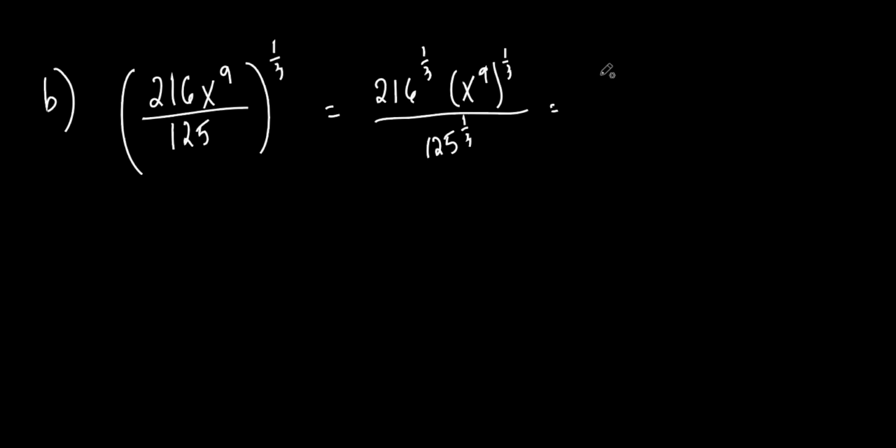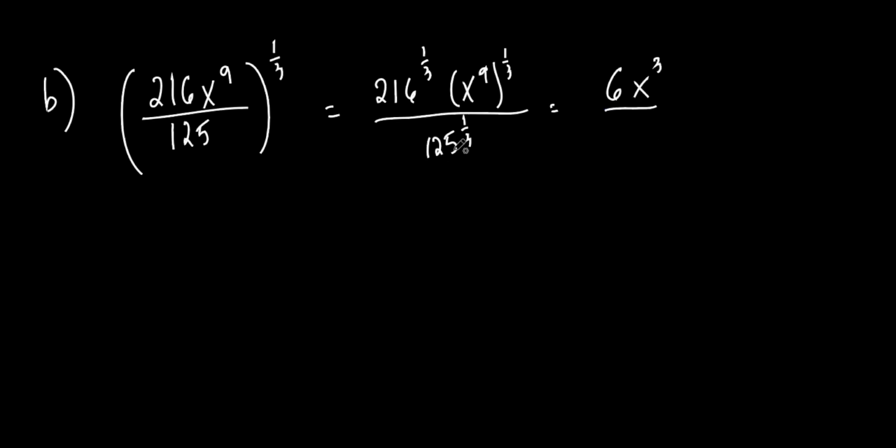Yeah, they do a whole bunch of other stuff with it. I think it's a lot easier just doing that. The cube root of 216, we just did that on the last problem, is 6, so that's just a 6. What's this going to be? The x to the 9th to the 1/3. We multiply them together. What's a third of 9? It's just 3, so it's x to the 3rd.